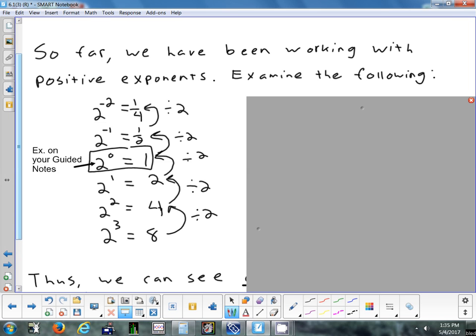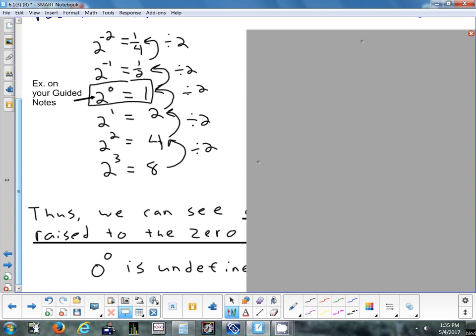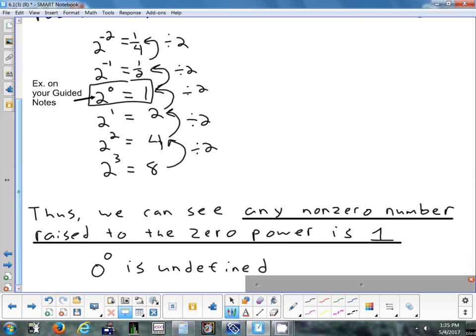In most problems, what we try to do is get rid of the negative exponent before we start doing anything. That's kind of the goal. And this is what you're going to write on your reference sheet. Any number except 0 to the 0 power is 1. You can't do 0 to the 0. Any non-zero number raised to the 0 power is 1. That's what you want to write on your guided notes.